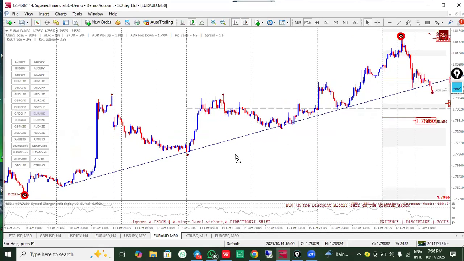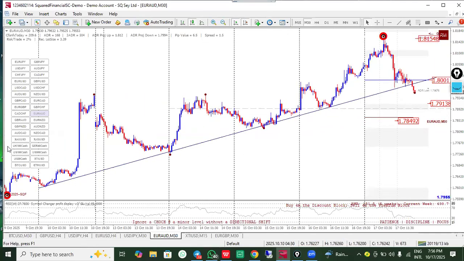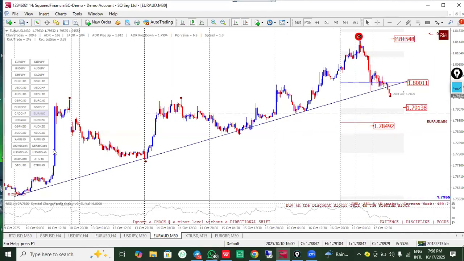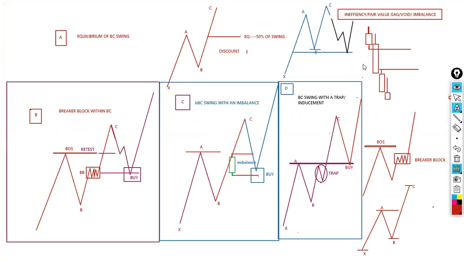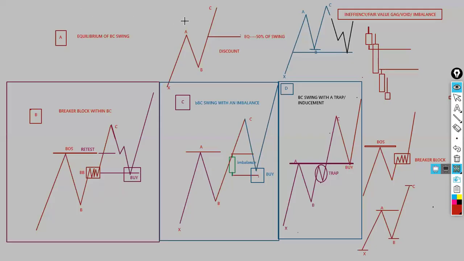So if you keep looking at that, some time ago, are you seeing inefficiency here? What did the market do? The market came back and also retraced it. Excuse me, I just need to delete this so that I can be able to, so hold on.